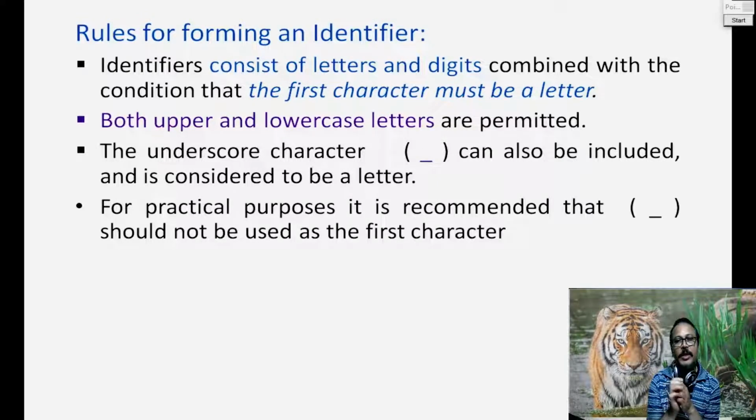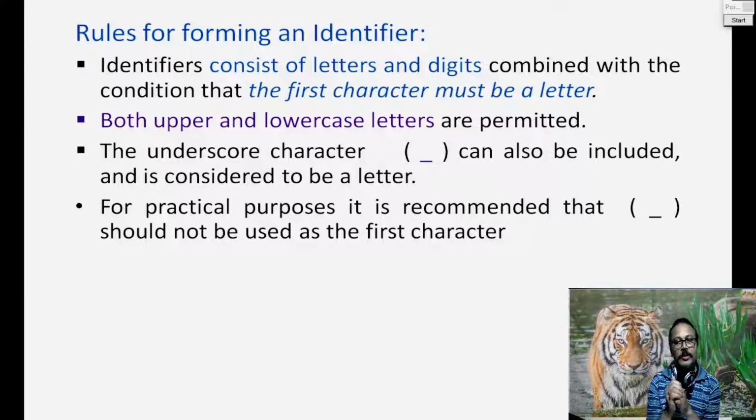But it's not recommended to start with the underscore, because identifiers which start with an underscore are used for some special purpose. So it's better you use your own convention for naming the variables, constants, etc. We'll see what is variable, what is constant, functions, etc., the programming constructs of the C language. An identifier consists of letters and digits, but should start with a letter only, not with a digit.